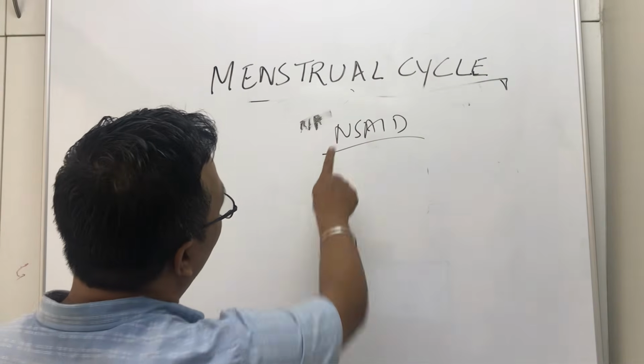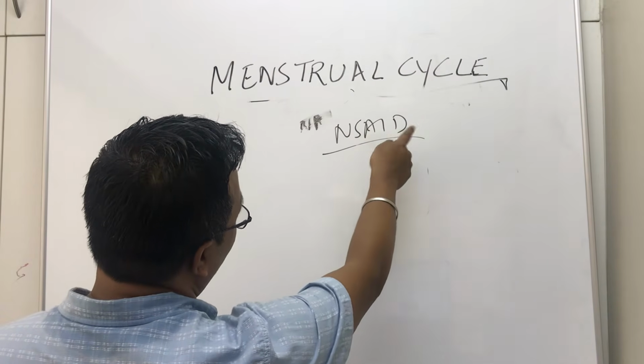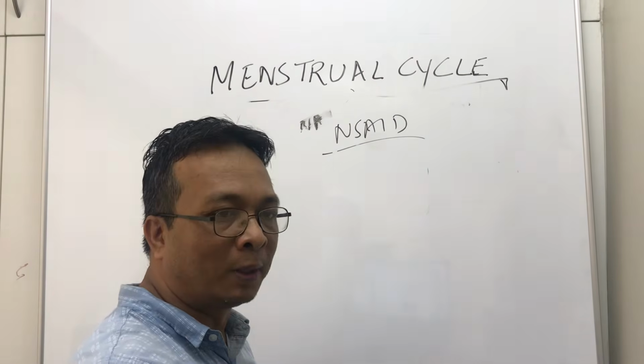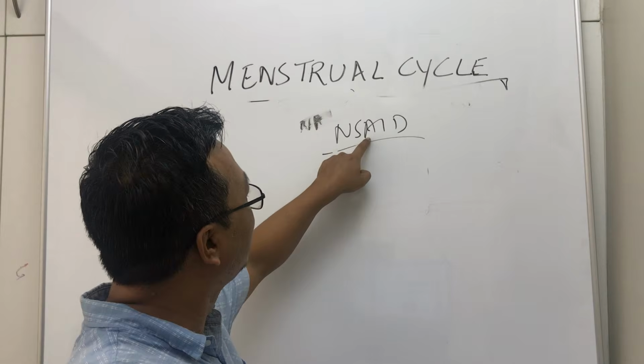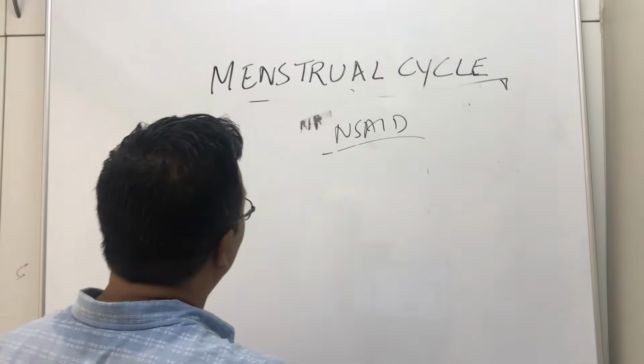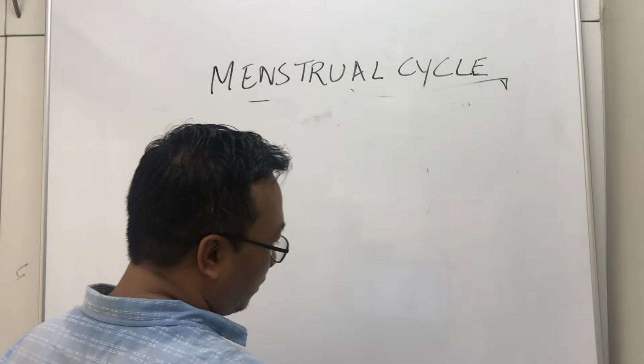These are the painkillers, non-steroidal anti-inflammatory drugs, the NSAID group of drugs. You'll be taught in pharmacology. Non-steroidal anti-inflammatory drugs, NSAID group of drugs, like Brufen. Okay. So I'm going to the next part now.